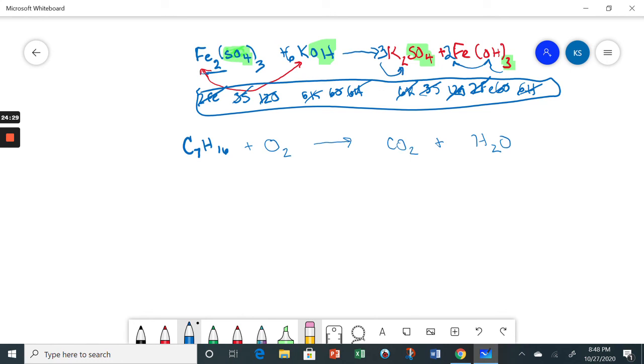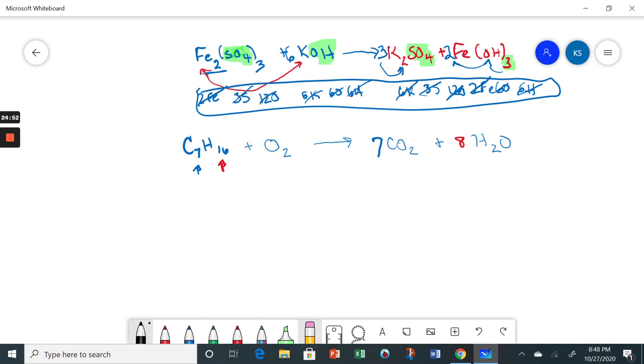So I always start with C's. I'm going to balance that first. I have 7. I'm going to put 7. Then I'm going to balance H's next. Okay, so that's the next step. 16. But there's a 2 here. So what times 2 equals 16? 8. Now I'm going to count O's.